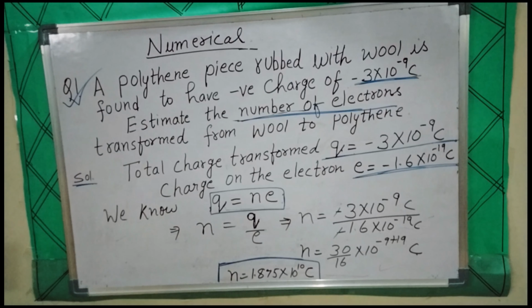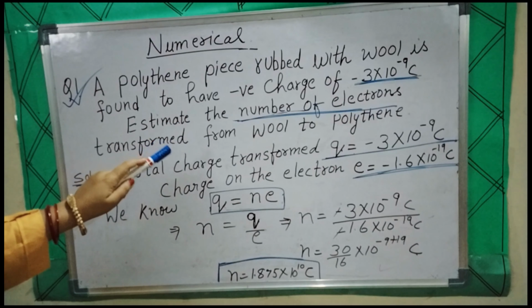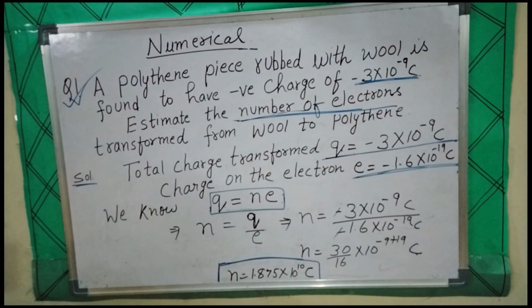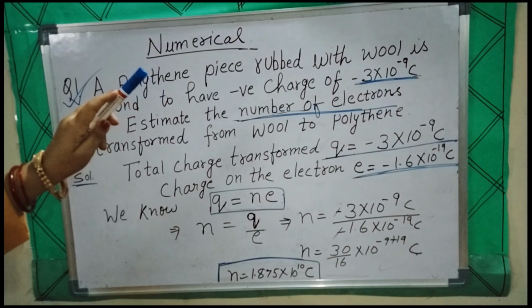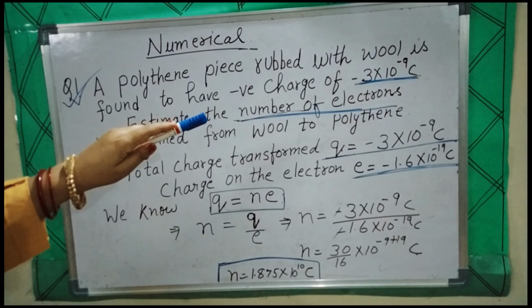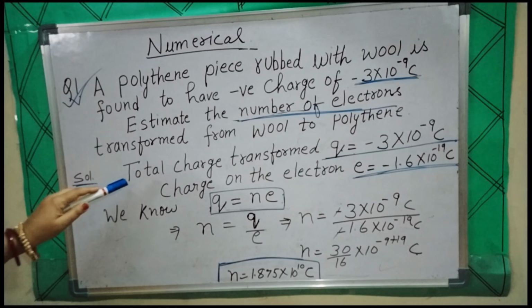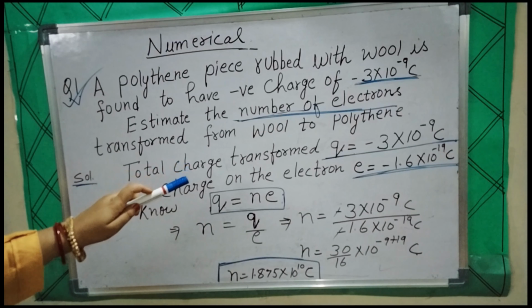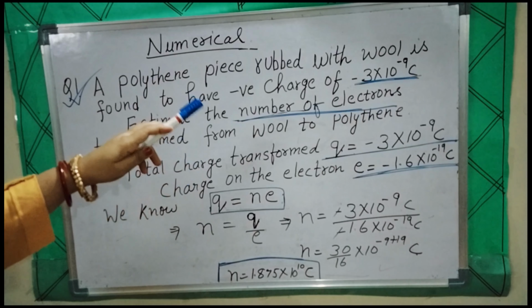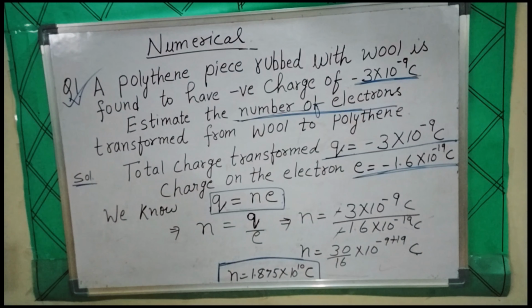Here, what we have to find? The number of electrons transferred from wool to polythene, because the polythene piece is rubbed with wool. So the polythene piece becomes negatively charged with minus 3 into 10 to the power minus 9 coulomb. So how can we find the total charge transferred? The total charge transferred is given: Q is equal to minus 3 into 10 to the power minus 9 coulomb.